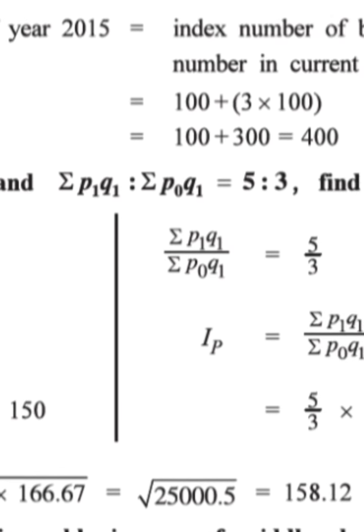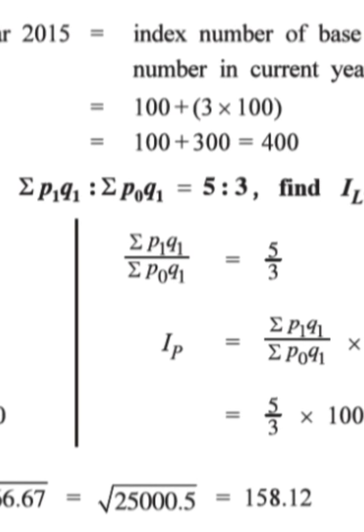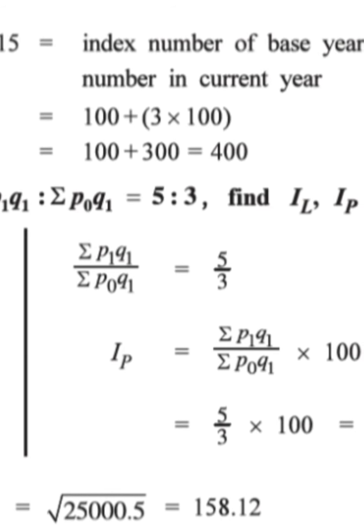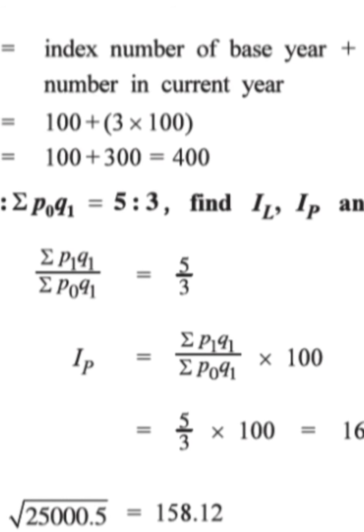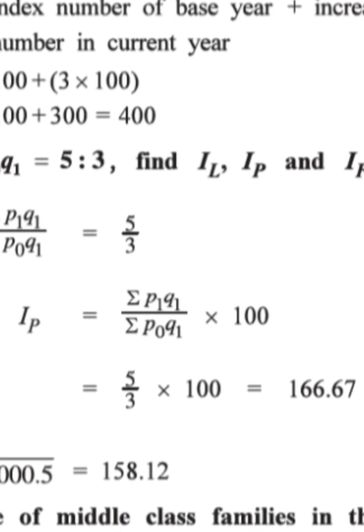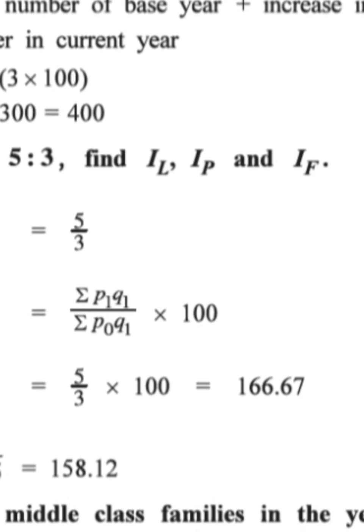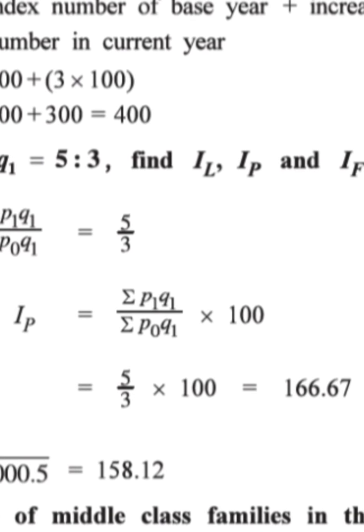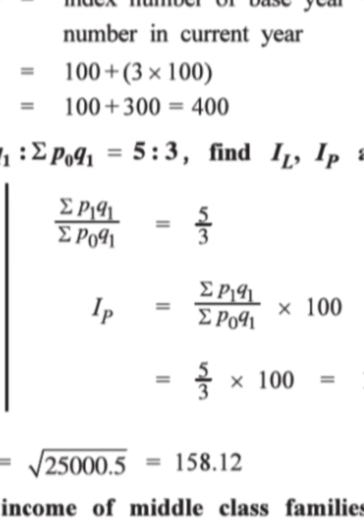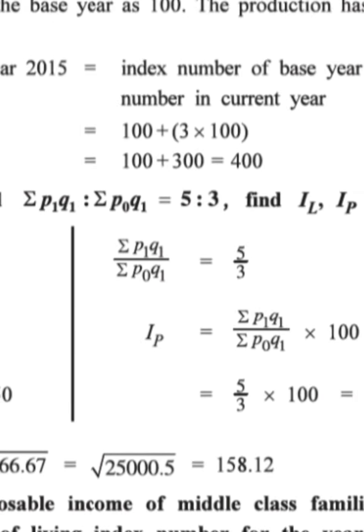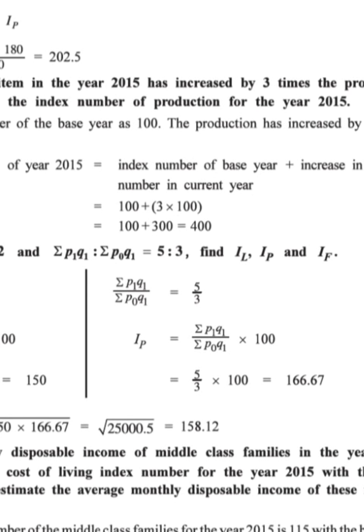Similarly, they had given us sigma P1 Q1 upon sigma P0 Q1, which is 5 is to 3, right? Now again we know over here that if we multiply it by 100, we'll get Paasche's index number. So sigma P1 Q1 upon sigma P0 Q1 into 100, we will solve it out, we'll get 166.67, which is your Paasche's index number, right? That we are going to just put into our formula of Fisher's index number.